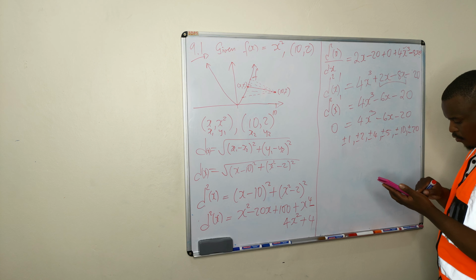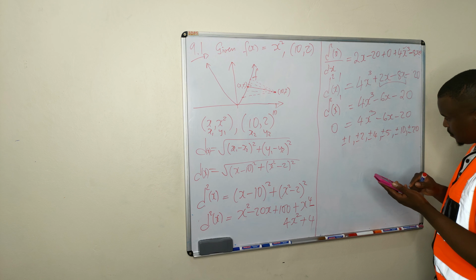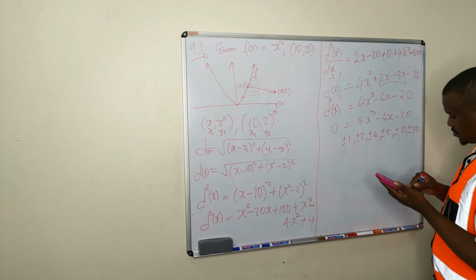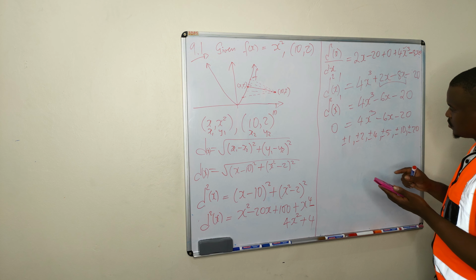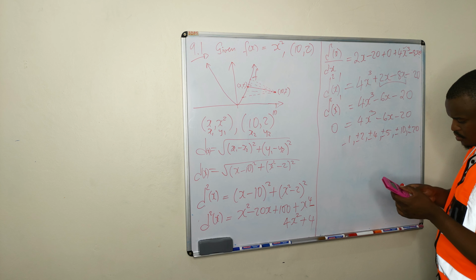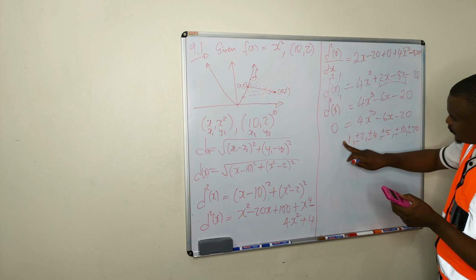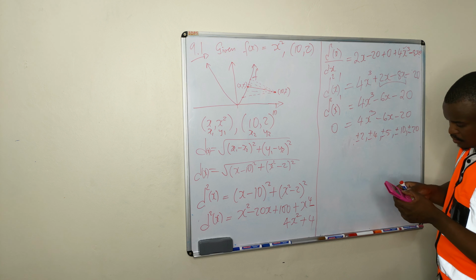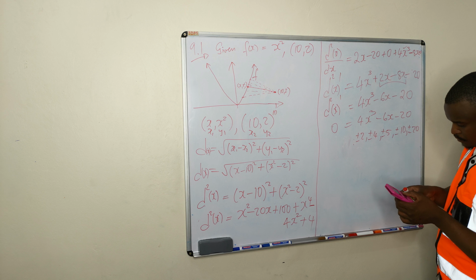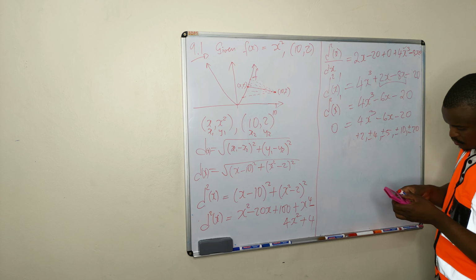So let's start. We have 4 into 1 cubed minus 6 into 1 minus 20. So the positive 1 is not giving us 0. Let's try negative 1. Negative 1 is not giving us 0 as well. So let's go to minus 2, not giving us 0. Let's go to positive 2.